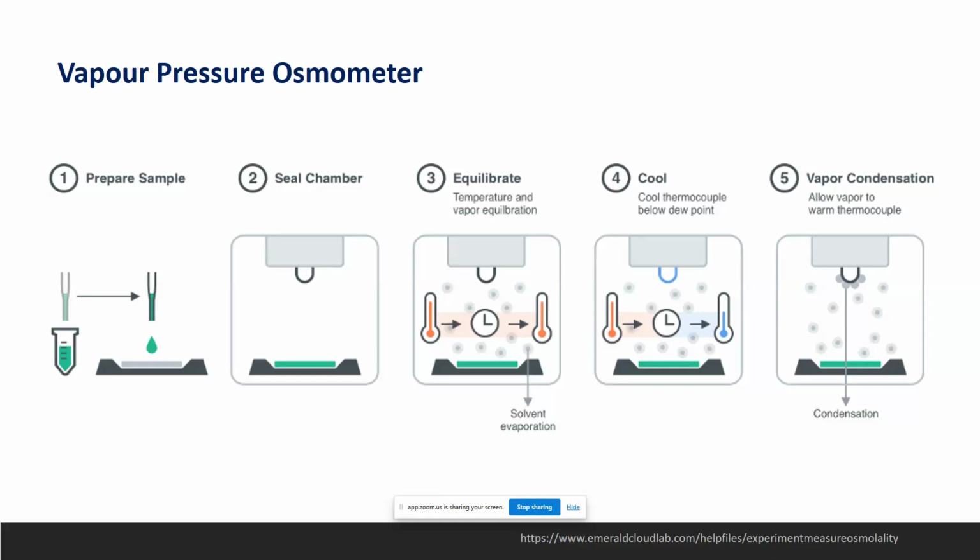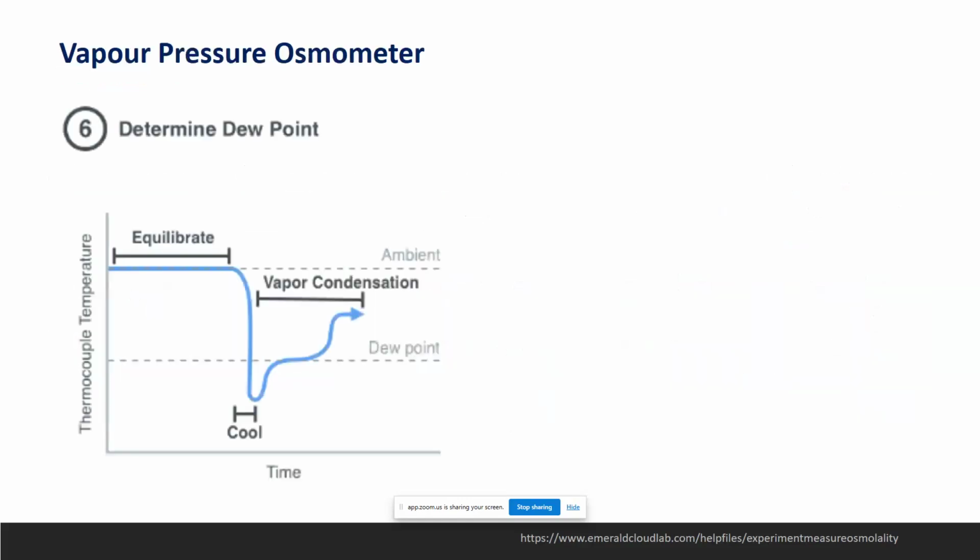And then in the fourth step, the thermoelectric cooling cools the thermocouple to below the dew point of the vapor. Cooling is then stopped and the condensation begins to form and warms the thermocouple. And the solvent vapor then condenses onto the thermocouple in step 5. The latent heat of vaporization heats that thermocouple and the temperature rises towards the dew point temperature.